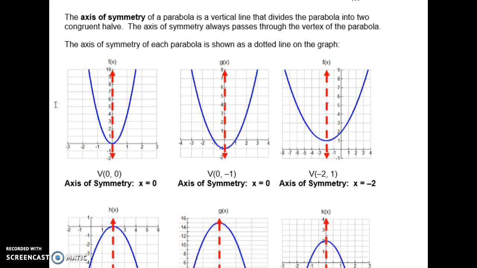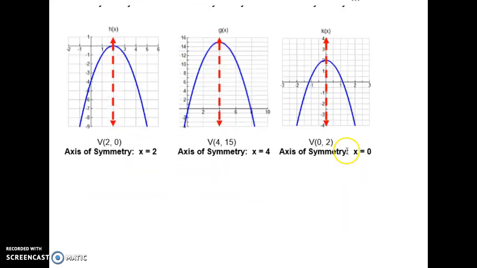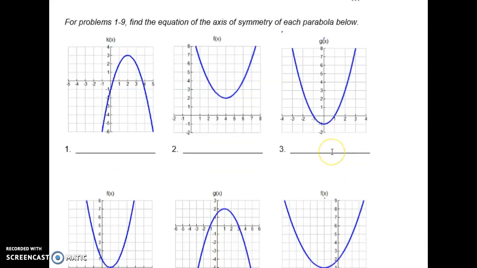Now again, we're talking about a vertical line, so our equation of a vertical line has always got to be x equals. So x equals 0, x equals -2, and so on. So really what we're trying to figure out is where's the quote-unquote center of this parabola. So from a graph, it's fairly easy to figure out where that axis of symmetry is. Essentially, all we're going to do is look at where that vertex is.